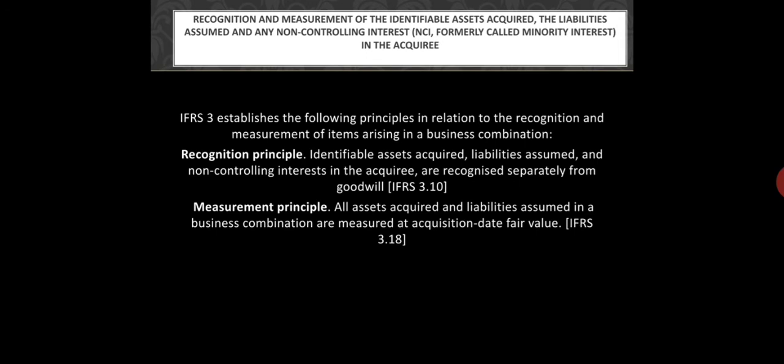Next, all assets acquired and liabilities assumed in a business combination are measured at the acquisition date fair value. Separate valuation allowances are not recognized at the acquisition date because the effects of uncertainty about future cash flows are included in the fair value measurement. For example, the acquirer does not recognize an allowance for doubtful accounts on accounts receivable acquired in a business combination. Instead, the acquired accounts receivable are recognized at their acquisition date fair values.